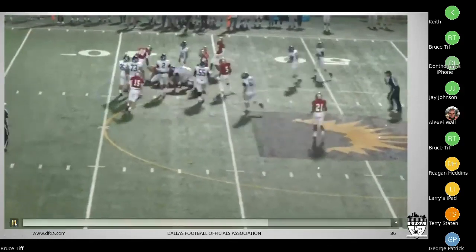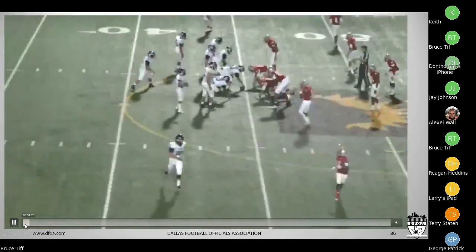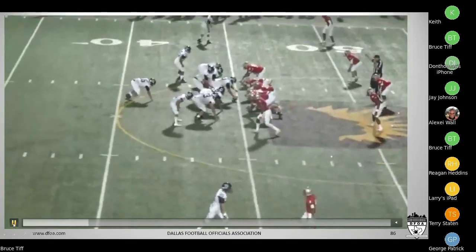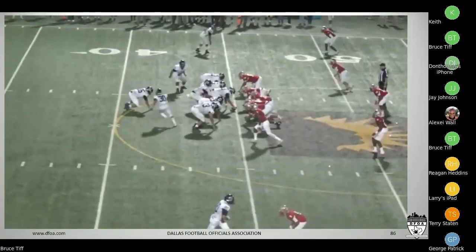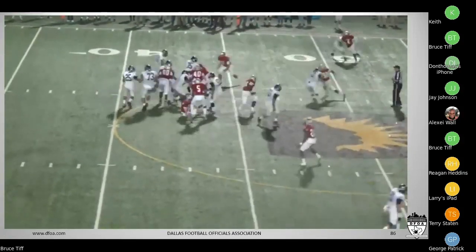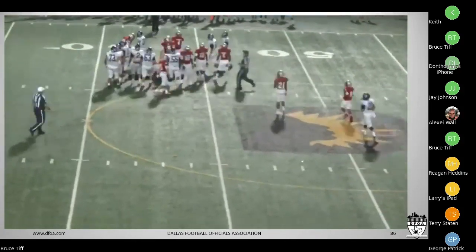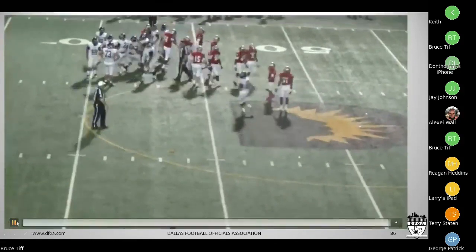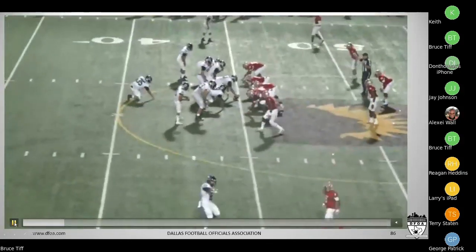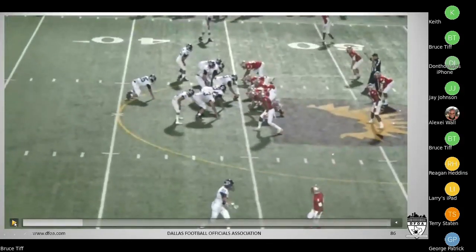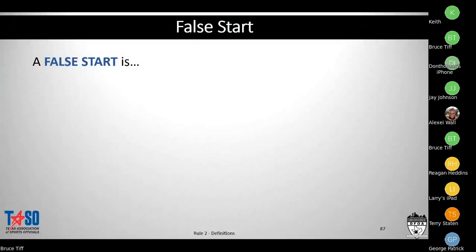So we saw here we had 2 people in motion at the same time. Somebody forgot what they were supposed to be doing. That's correct. That one is clear there. And illegal shift or illegal motion is a live ball foul. You do not shut this one down in that situation. So that's motion and shift.